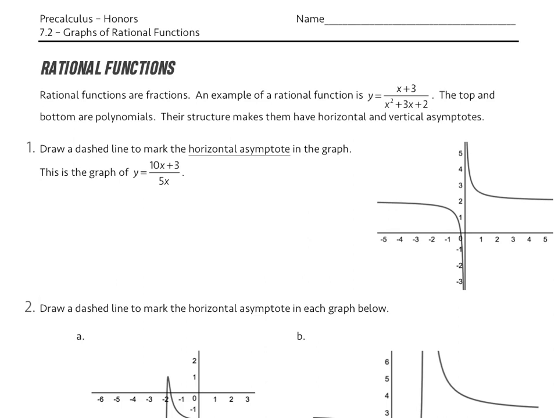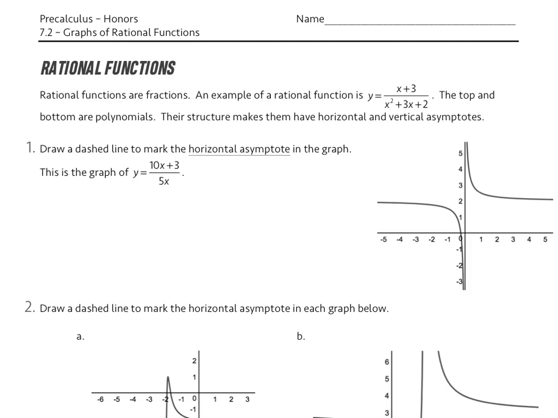All right, let's learn about rational functions. They are fractions, where the top and the bottom expressions are polynomials, and their structure leads them to have things called horizontal and vertical asymptotes. I'm going to go quickly through this because you can cover this content pretty fast.